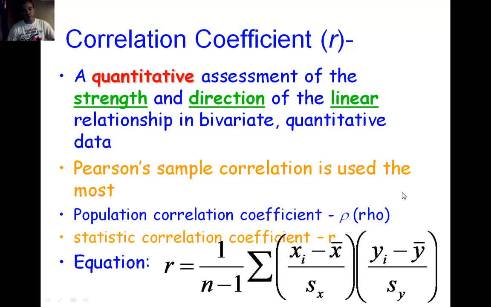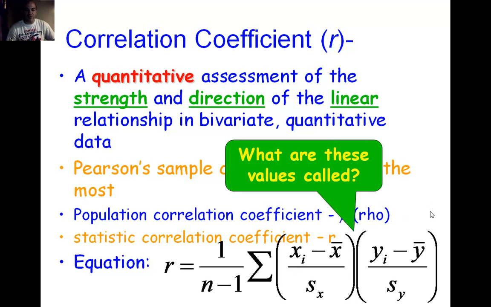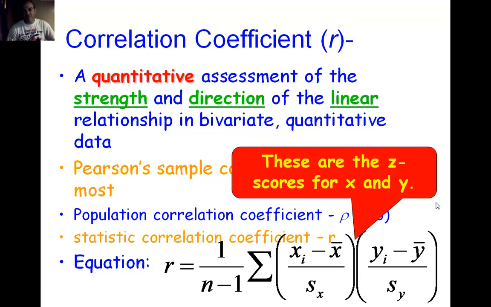This is the actual equation for the correlation coefficient, and it looks a bit confusing, but you might recognize this here. This is an individual value, this is the average right here, and this is the standard deviation. In the previous chapter we learned that those were z-values. So what are those called? Those are the z-scores. So these are z-scores for the x value and the y value for each individual observation.